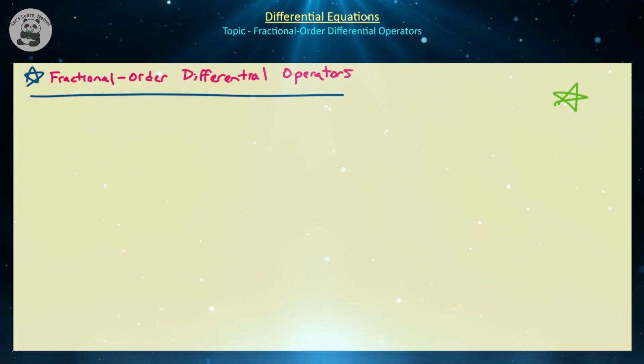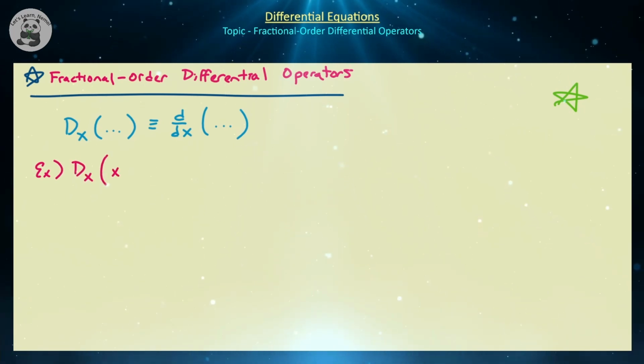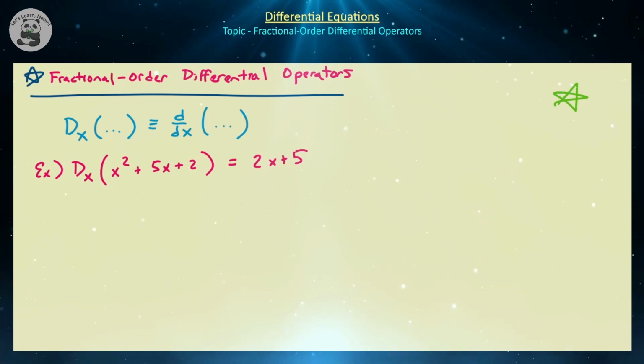So for the beginning of this discussion, I'm going to be using the notation dx of something, hopefully a differentiable function, as synonymous to the notation d over dx of, again, some differentiable function. So, from the perspective of single variable calculus, if you see the differential operator applied on x squared plus 5x plus 2, using your typical limit definition or infinitesimal definition of derivatives, one can of course find this to be 2x plus 5.